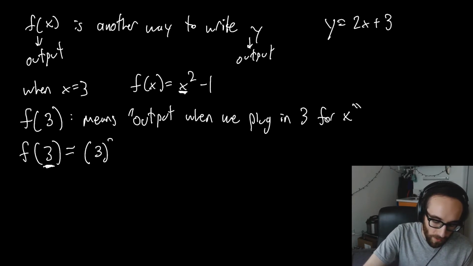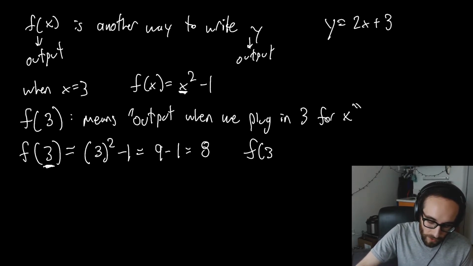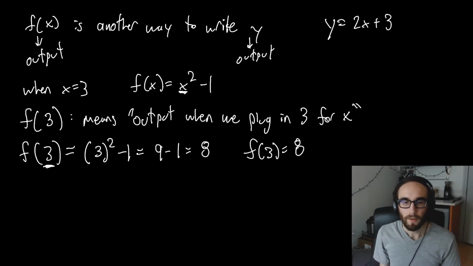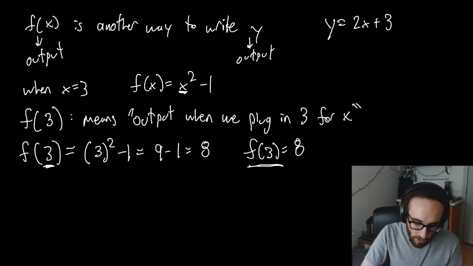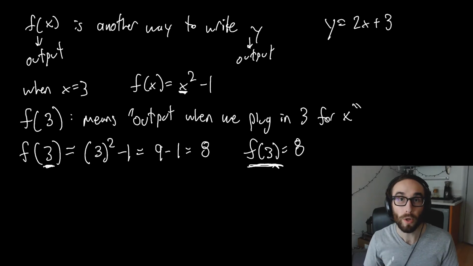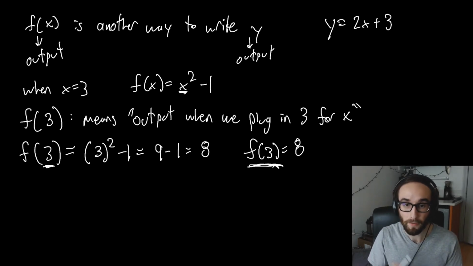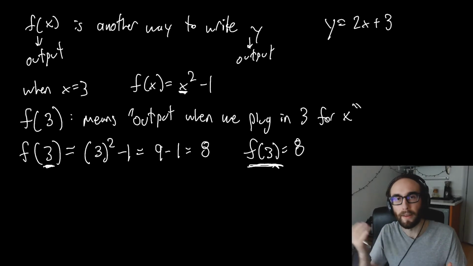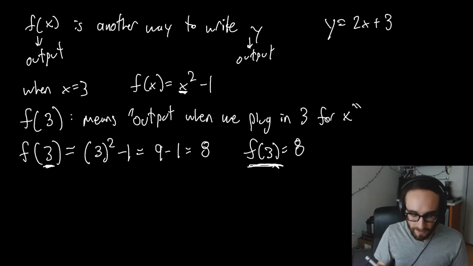So as we did above, 3 squared minus 1 gives us 9 minus 1, which is 8. So here we're writing f of 3 equals 8. This is a little bit more descriptive because it's a little bit more clear what our original input was. In this case, f of 3 is telling us we input 3, and then on the right side, what we ended up with was 8.